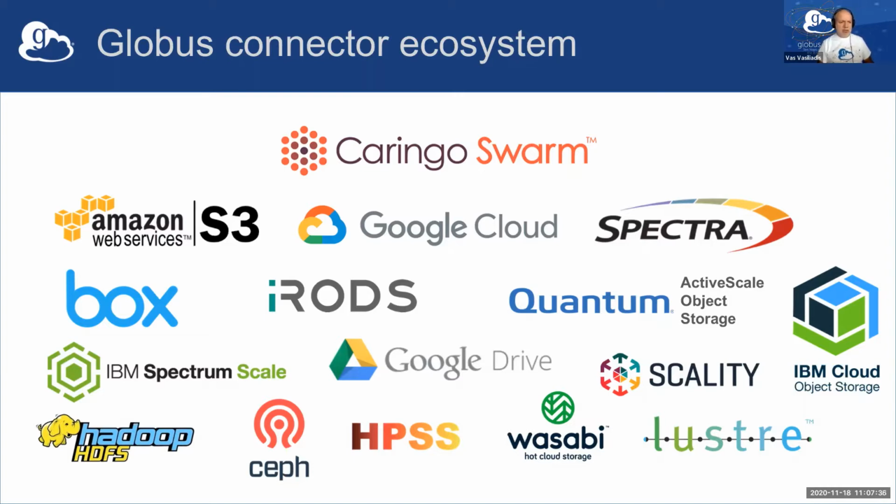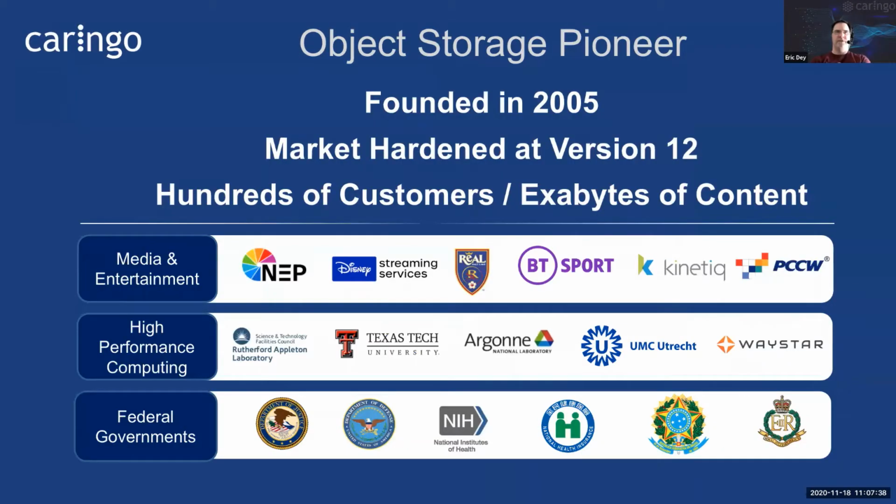Great, thank you, Vas. So Caringo, our history is that we've been in the market for quite a while, focused on object storage. We were founded in 2005 with our first release occurring in 2006. We're all the way up to major version 12 of our product, with hundreds of customers through a variety of verticals that you can see here. Let's go to the next slide.